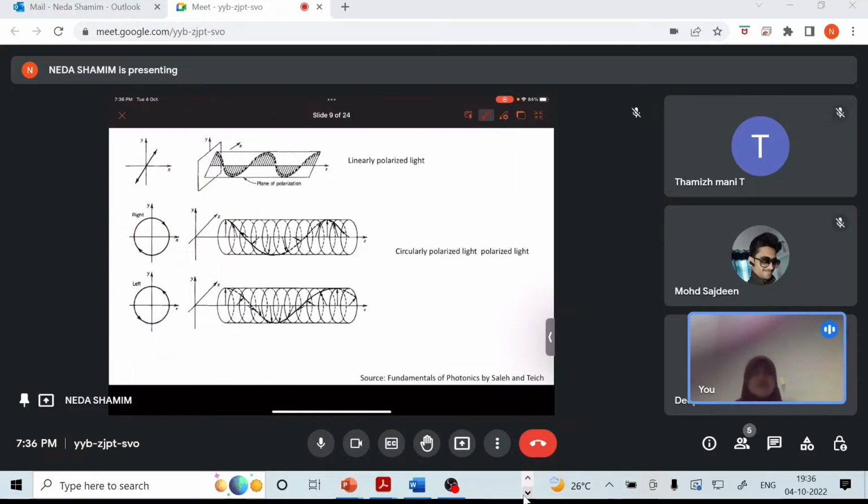This is just a pictorial representation taken from the book, of the meaning of linearly polarized and circularly polarized. Circularly polarized is in two directions, one is right, the other is left. Right means when it is rotating clockwise, and left is when it is rotating anti-clockwise. This is just a pictorial representation of how a polarized light looks.